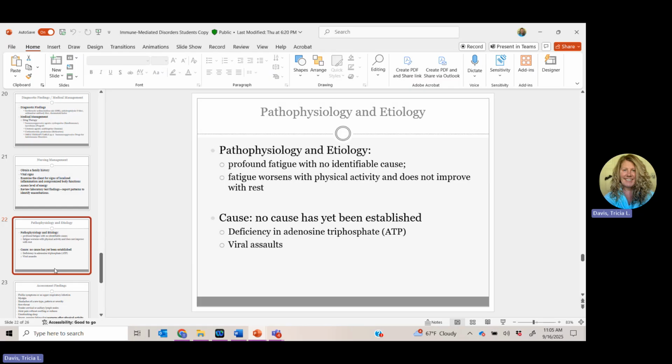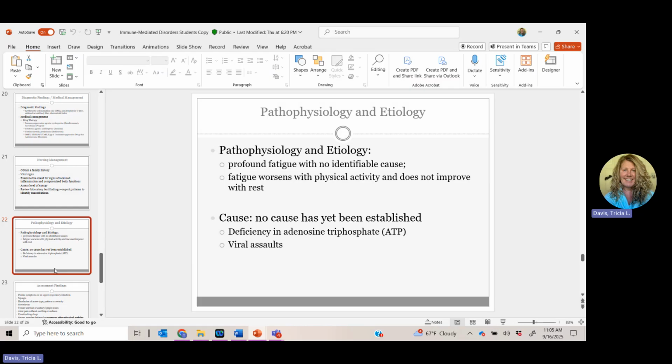All right, so next we are going to talk about chronic fatigue syndrome. So chronic fatigue syndrome is basically this profound fatigue that doesn't have any type of identifiable cause. We can't figure out what's happening with it, okay? So fatigue worsens with physical activity and it does not improve with rest. So no matter how much sleep they get, if they stayed in bed for 2 weeks, they are going to be even tireder than before they went to bed, okay?